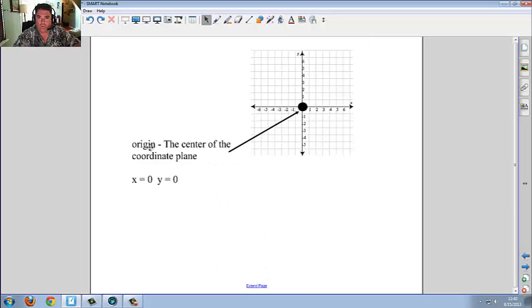When you see the word origin, origin just means the center of the graph or the coordinate plane. It's just at 0, 0.